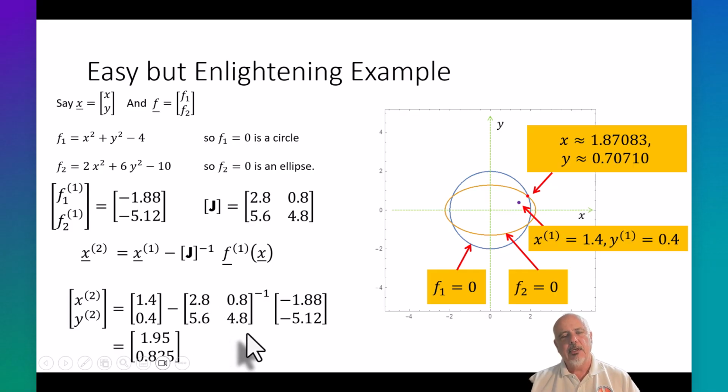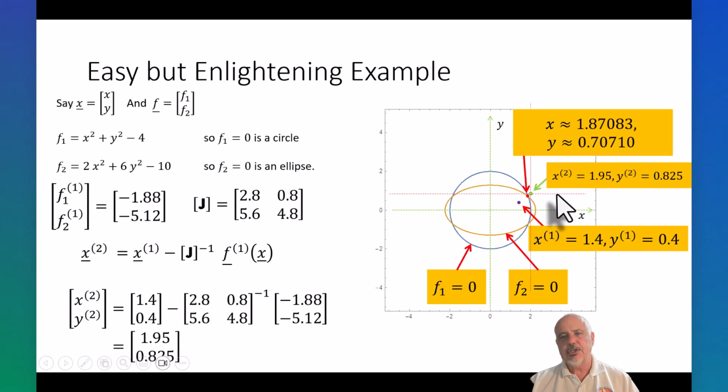I didn't show the actual inverse in terms of numbers, but I'm going to take that and multiply it by my first function values, the minus 1.88 and minus 5.12. And multiply that into the inverse, subtract it from 1.4 and 0.4, and I get 1.95 and 0.825. So it looks like I shot past the actual solution a little bit, but I'm definitely closer to it. And the idea is that you iterate again, and you will get to the magic numbers there: square root of 7, square root of 7 halves, and square root of 1 half, or decimal equivalents.